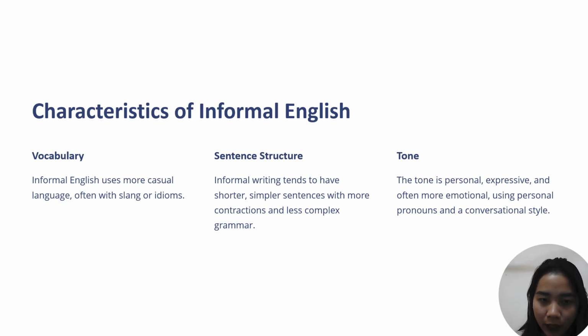Characteristics of informal English. Vocabulary: informal English uses more casual language, often with slang or idioms. As we all know, an idiom always has a hidden meaning. Sentence structure: informal writing tends to have shorter, simpler sentences with more contractions and less complex grammar. Tone: the tone is personal, expressive, and often more emotional, using personal pronouns and a conversational style.